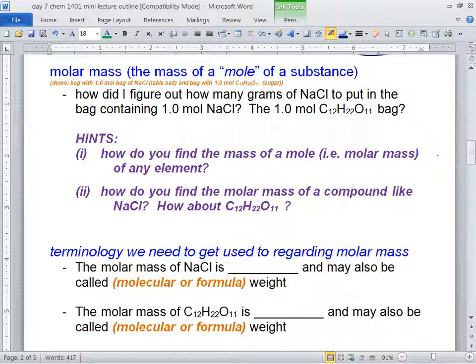So how did I figure it out? Well, how do you find the mass of a mole of any element? Instead of worrying about the entire compound right now, let's just take a look at one element, sodium. How do you find the mass of a mole of sodium? You just look where? What number is it going to be? 22.98. That's the molar mass of sodium.